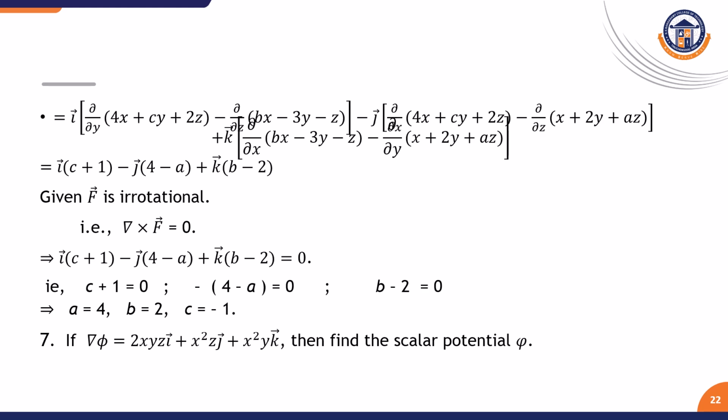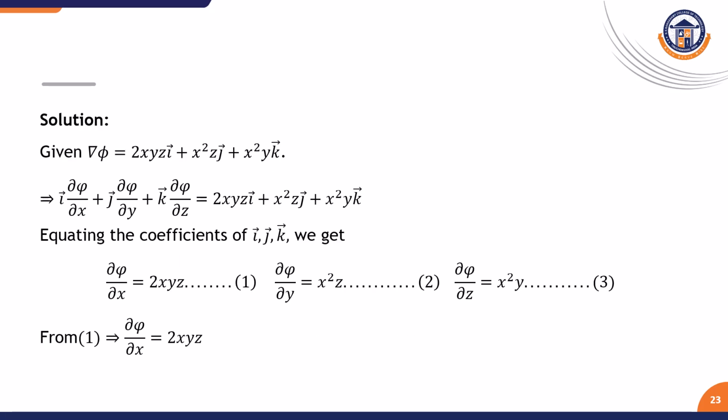Then the next problem is, if del phi is given, here the gradient phi is given. Using this, we are going to find the scalar potential phi. So del phi is equal to 2xyz i plus x square z j plus x square y k. On the left hand side, we substitute i vector dou phi by dou x, j vector dou phi by dou y, plus k vector dou phi by dou z. Equating the coefficients of i, j, k, we get three equations 1, 2, 3. We take them one by one.